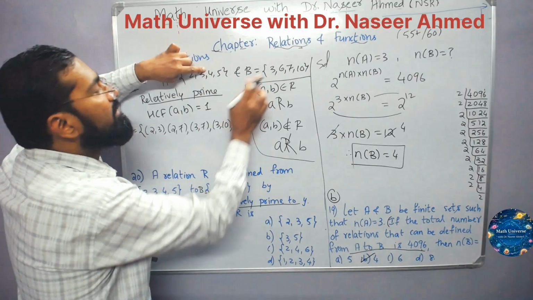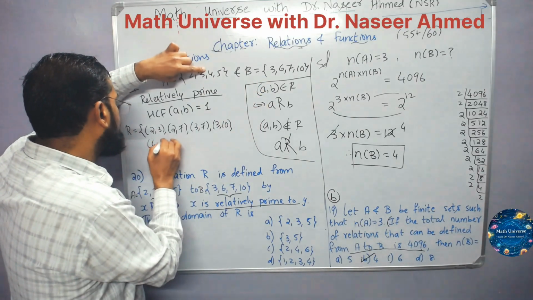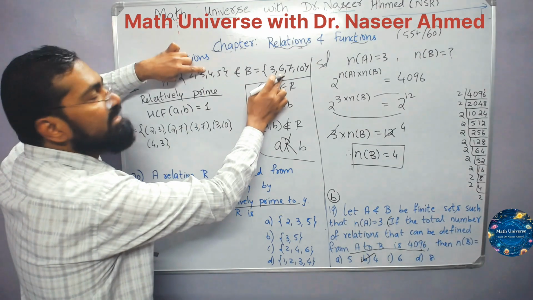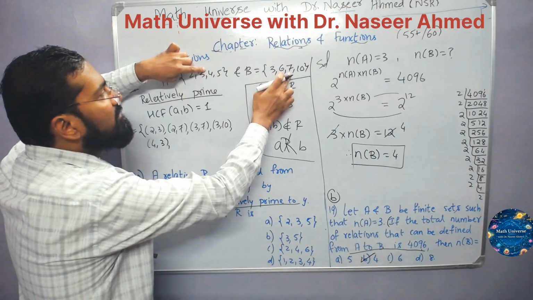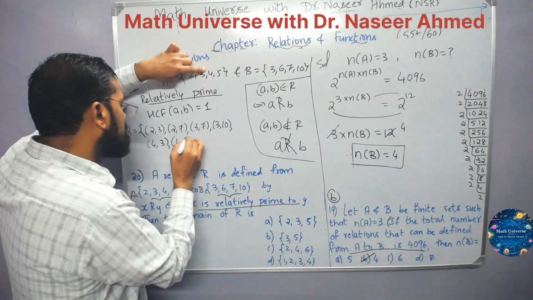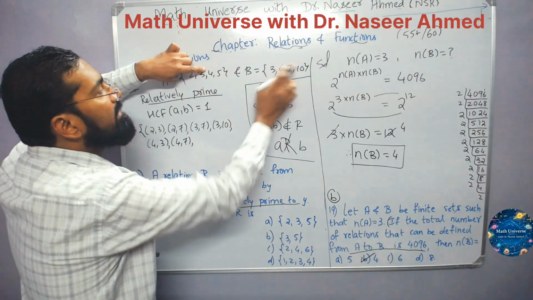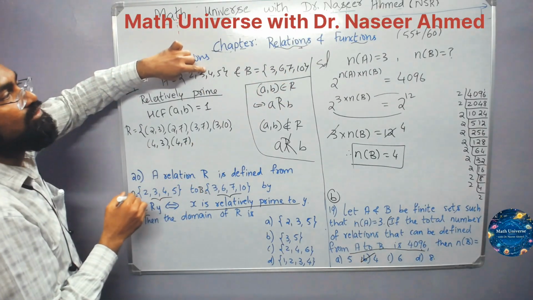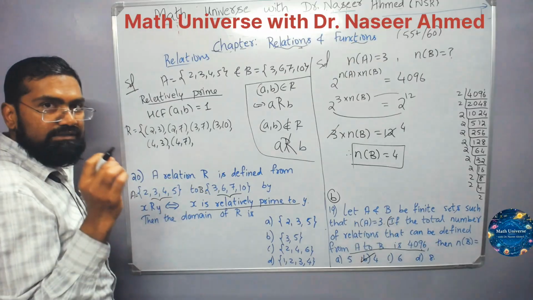The HCF of 4 and 3 is 1, so I can take. The HCF of 4 and 6 is 2, so I can't take. The HCF of 4 and 7 is 1, so I can take. 4 and 10, the HCF will be 2.